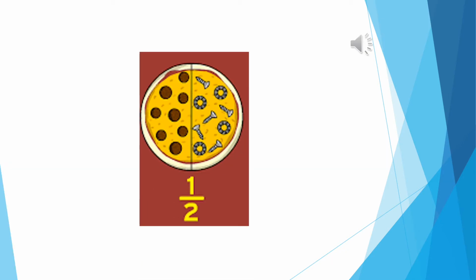When you buy a pizza and then you divide it into two, you give one part to your brother or sister and the other part is for yourself. So a half is called a fraction. A half means one pizza divided into two parts.